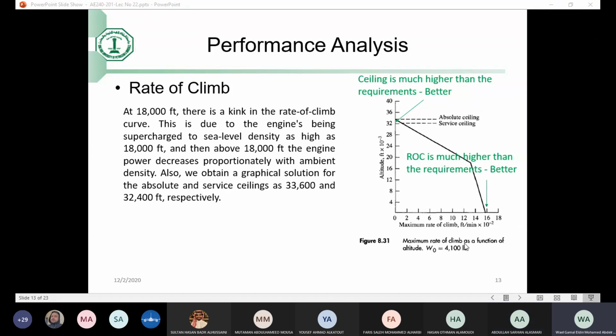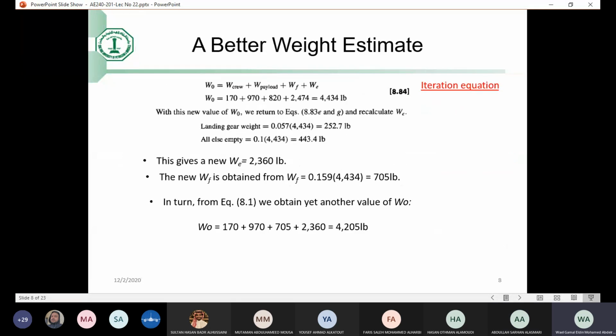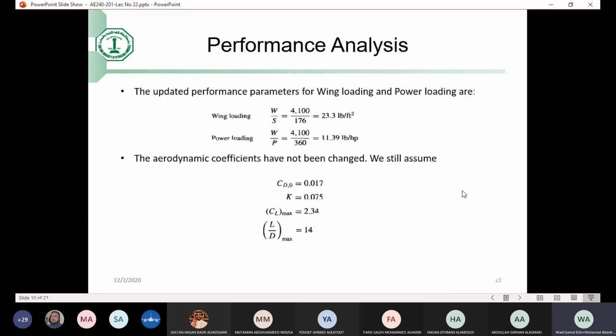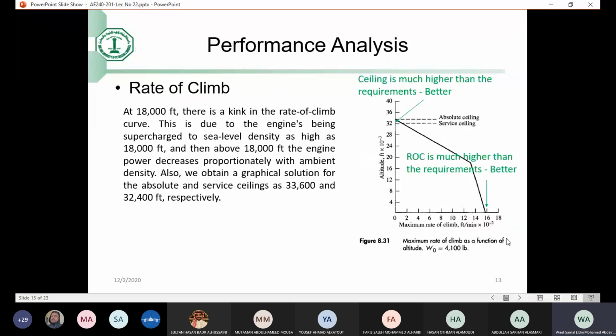It should be on the top of your mind. You have worked on it. 1000 feet per minute. The requirement said the rate of climb was 1000 feet per minute. That was the requirement. Okay. And now when we calculate the rate of climb, we find no, it's not 1000, it's 1580. Because this x-axis here is in hundreds of feet per minute. So it's 1500. That's more than 50% extra rate of climb, which is good.